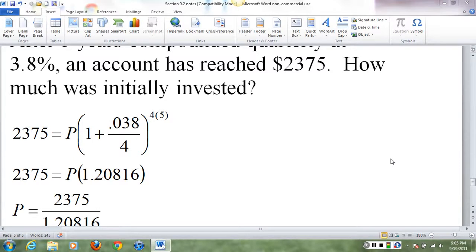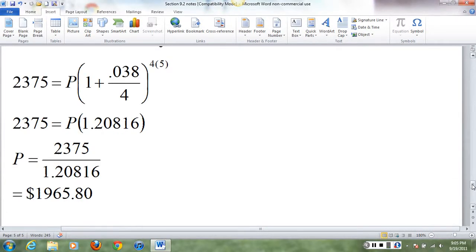And as I said, I'm working backwards. So I'm going to find out what is 1 plus 0.038 over 4 to the 20th power, which ends up being 1.20816 approximately, times our P value. Then it becomes an algebra problem. I divide each side by 1.20816, and I get approximately 1965.80 for my initial amount.